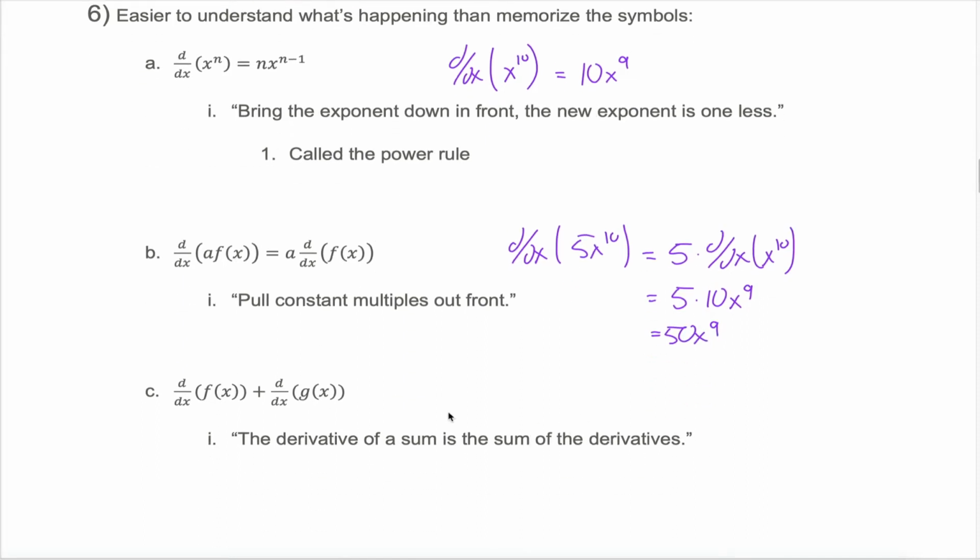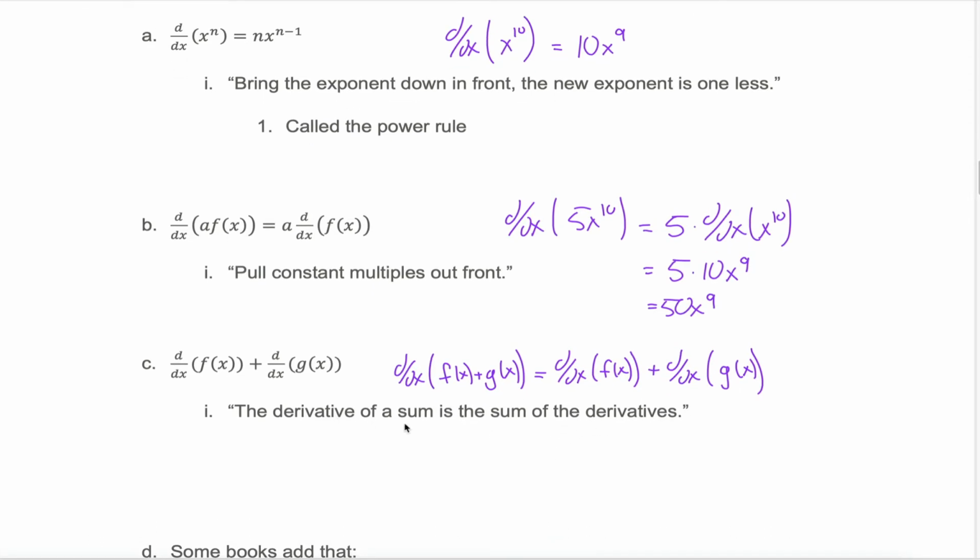Finally, the last rule, which I must have copied and pasted from above because it's written incorrectly here as well, says that the derivative of a sum of 2 functions, f of x plus g of x, is the derivative of the first function, f of x, plus the derivative of the second function, g of x. The derivative of a sum is just the sum of the derivatives.